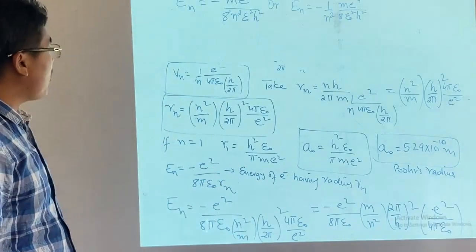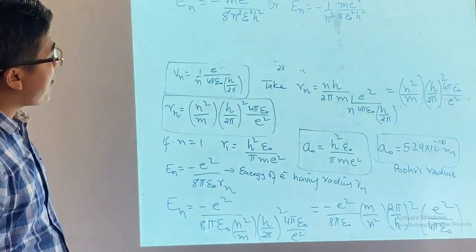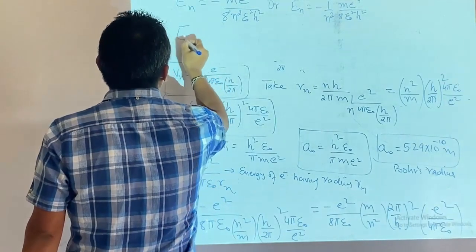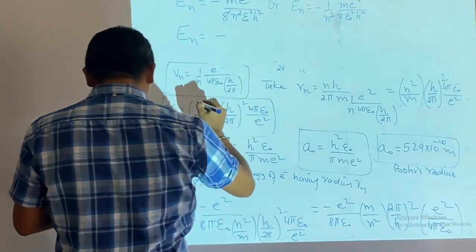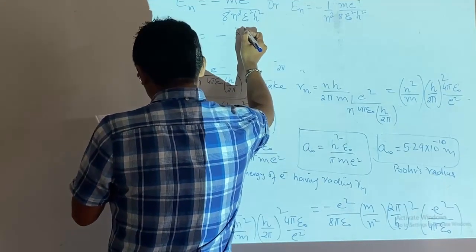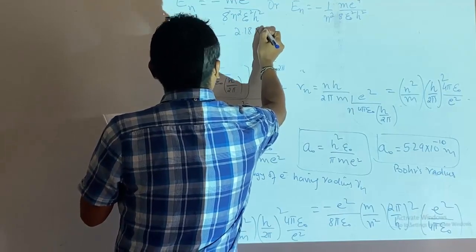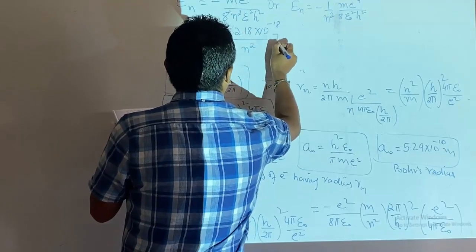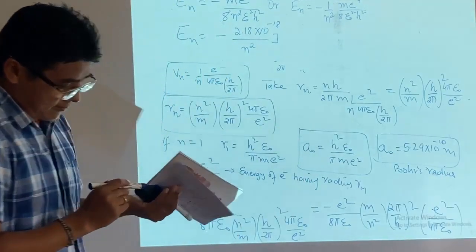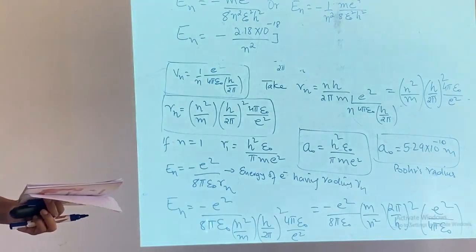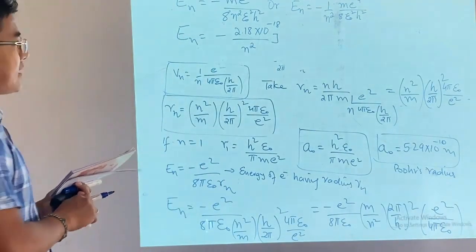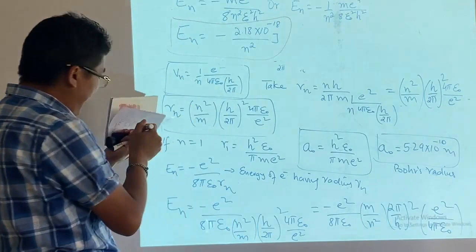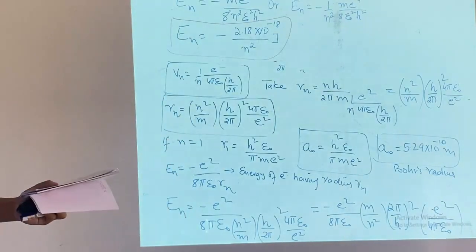Now if I substitute the value of all this, the values of epsilon naught and h square, finally what I'm going to get is minus 2.18 into 10 raised to power minus 18 divided by n square joule. This is the value we are going to get. This is the energy of an orbit, the energy of an electron occupying an orbit.